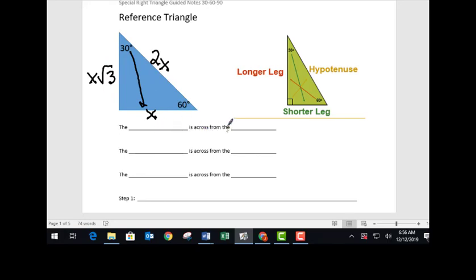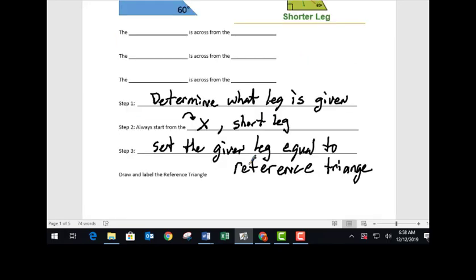Now, what are we talking about? We can say the shorter leg, which I'll write as shorter. The shorter leg is across from the 30-degree angle. The longer leg is across from the 60-degree angle. So once again, small, small; big, big. The hypotenuse, which I'm just going to write as hyp, is across from the 90. So there's some general setup.